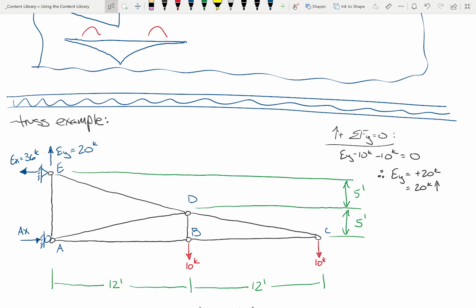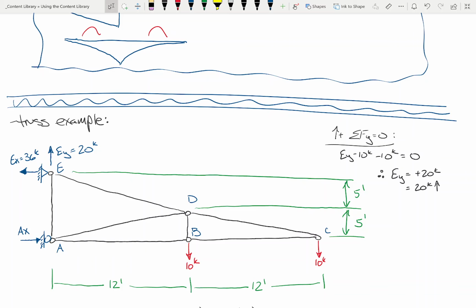Does that make sense? So AX would cancel out the moment. Yes, because it's the only thing that can. There's nothing else on the structure that's going to prevent E from rotating other than this reaction. See, if we didn't have a roller there, the structure would be unstable. It would just be moving.